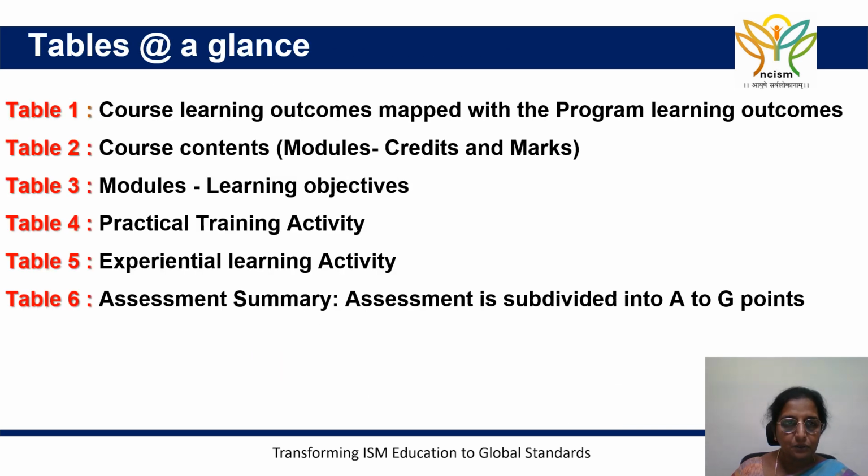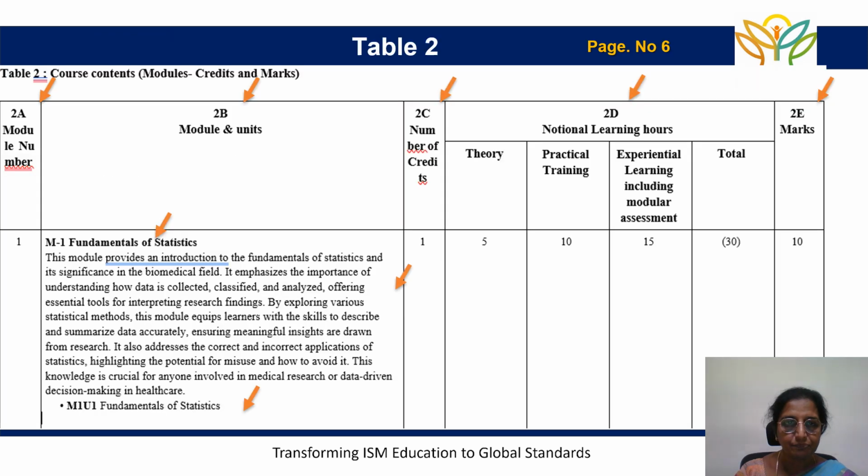So coming to the tables at a glance, table 1 consists of course learning outcomes mapped with program learning outcomes. This we have already seen. Coming to table 2, course contents with modules, credits and marks. Table 3, modules with learning objectives. Table 4, practical training activity. Table 5, experiential learning activity. Table 6, assessment summary. Assessment is subdivided into A to G points.